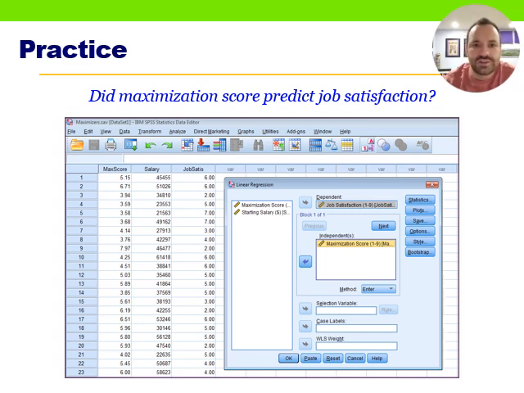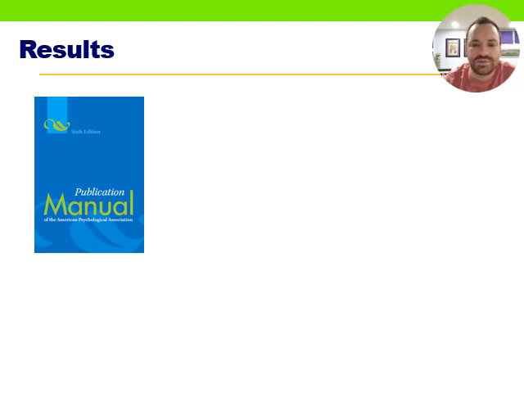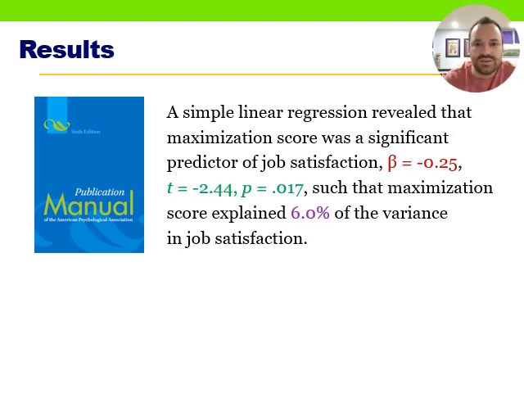All right, so did maximization score predict job satisfaction? If you ran this linear regression, you would see that these two things were related to each other, but this time it was a negative relationship. So a simple linear regression revealed that maximization score was a significant predictor of job satisfaction. Our standardized beta was negative 0.25, t-statistic negative 2.44, and p-value significant, 0.017. Overall, we only accomplished 6% of the puzzle here.